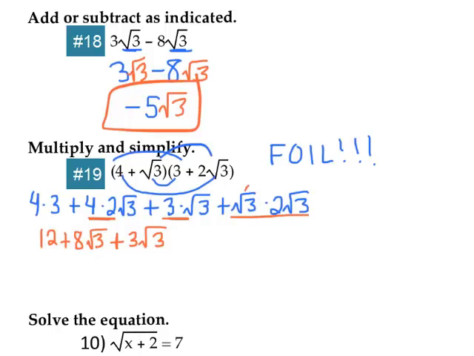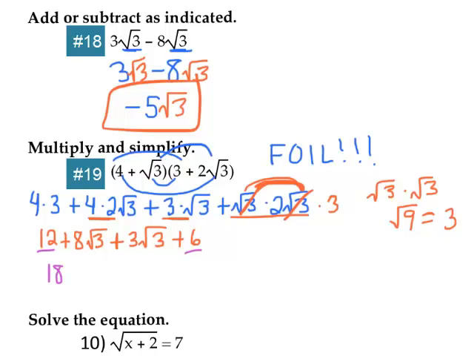Here, what we've got is these square roots right here, which we can multiply together. If I have the square root of 3 times the square root of 3, it gives me the square root of 9, and the square root of 9 is 3. So this is like saying times 3, so 2 times 3 gives us 6. Now we have some like terms to add together. We have 12 and 6, which add up to be 18, and then 8 square roots of 3 and 3 square roots of 3, which adds up to be 11 square roots of 3. So this is our answer.